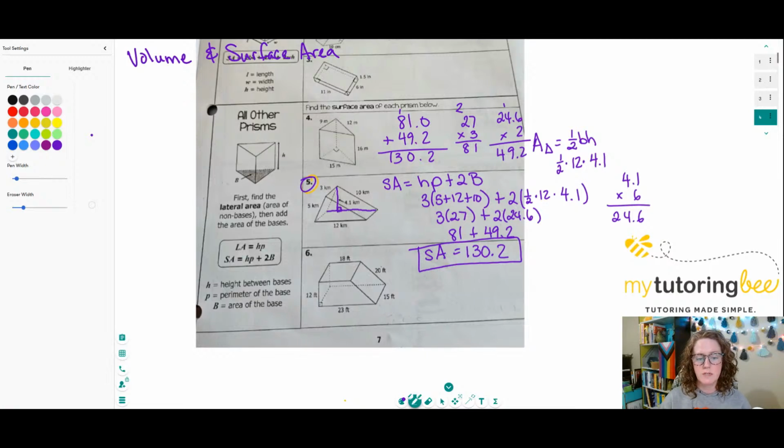Lateral surface area, you can see the formula here. It just eliminates that plus 2B, that 2 times the area of those two triangles. But this would be our total surface area.